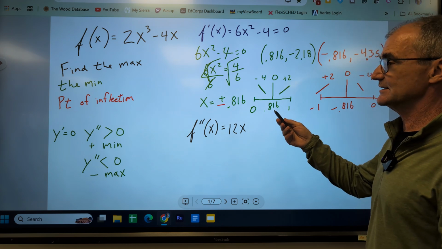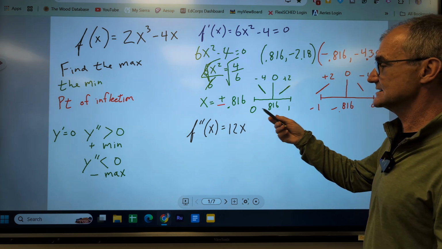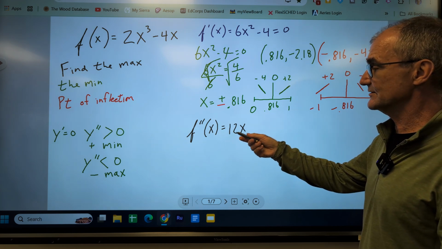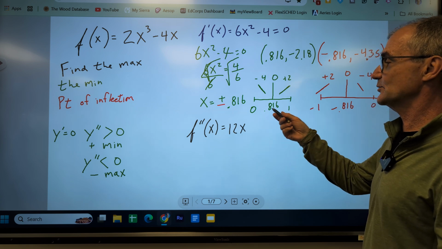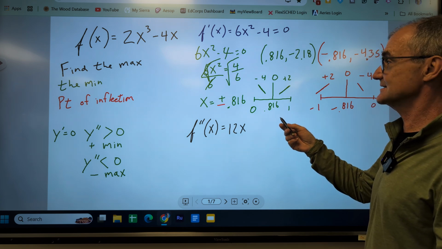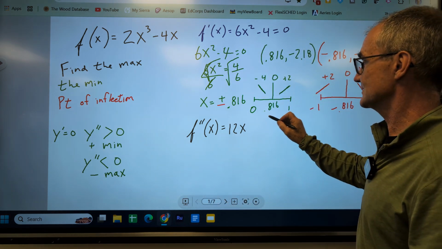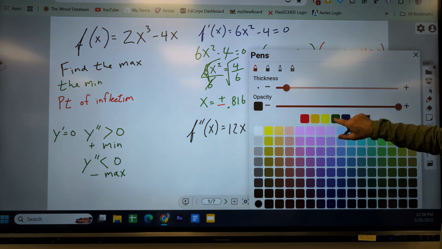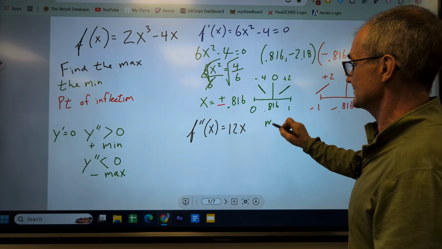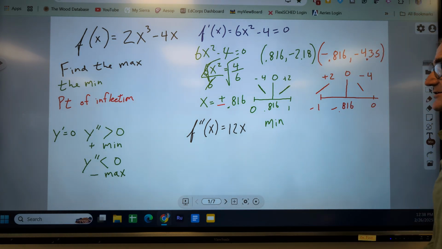So here's my point right here, 0.816. I put it into my second derivative. 12 times 0.816 is positive. It is positive, so I know it is a minimum for this green one. Right, so this is a minimum, as we found out with our sign chart.